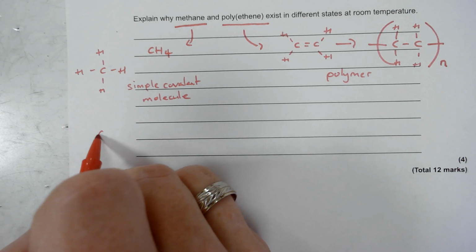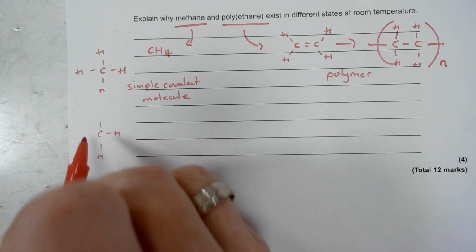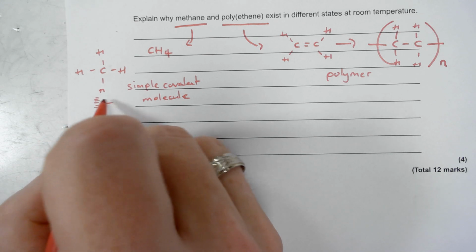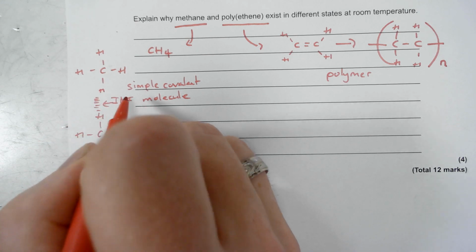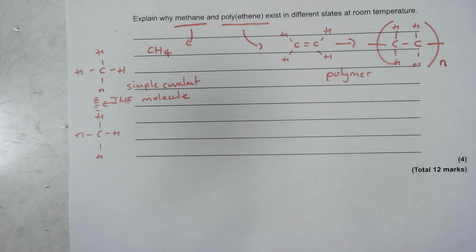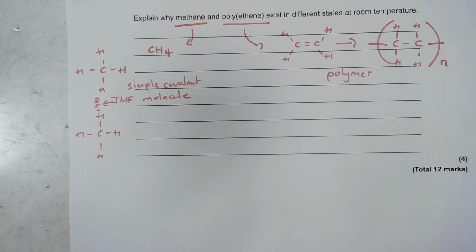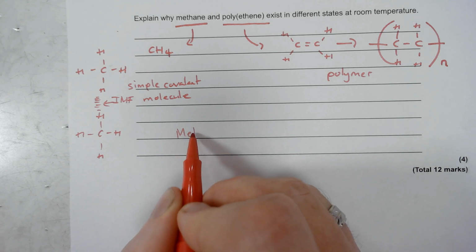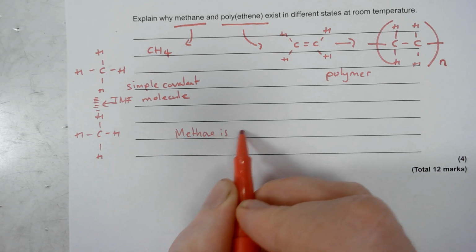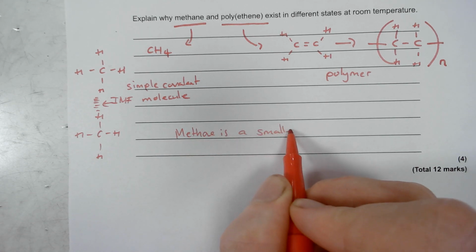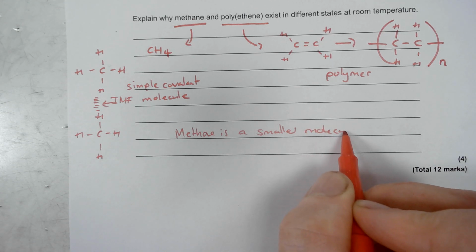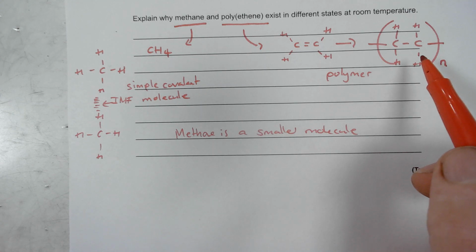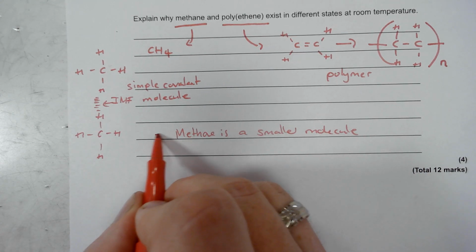So if I had 2 CH4s, like that, I'd be overcoming these. I'm going to shorten it to IMF, right? But intermolecular forces, the forces between molecules. So, this is how I would structure this answer. I would be saying that methane is a smaller molecule. Obviously, you could say the opposite here. So you could say polyethene is a really big molecule, right? Or has much larger molecules. But I'm going to say methane is a smaller molecule.